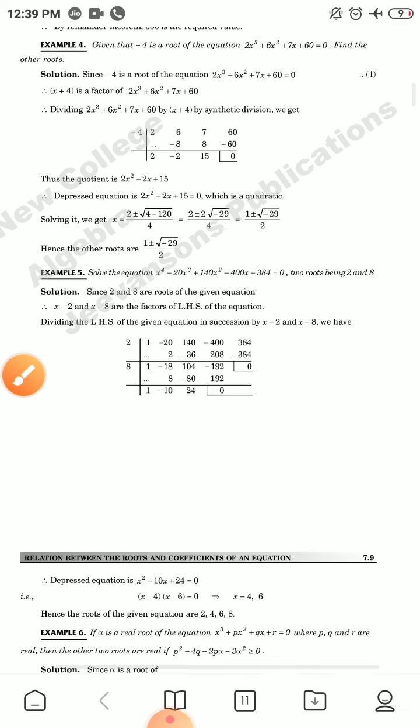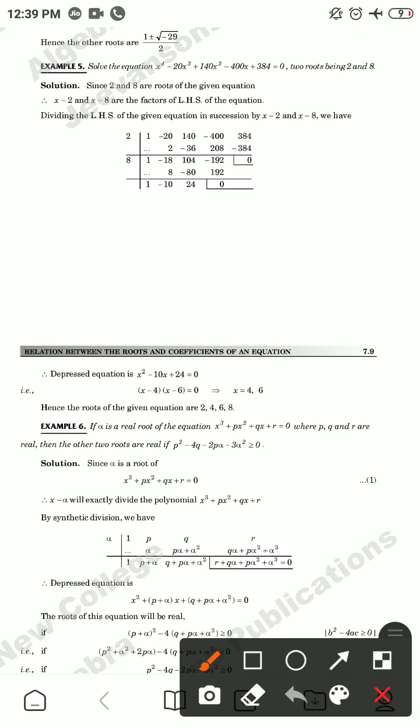Now the next example is: solve the equation x^4 - 20x^3 + 140x^2 - 400x + 384 = 0, two roots being 2 and 8.